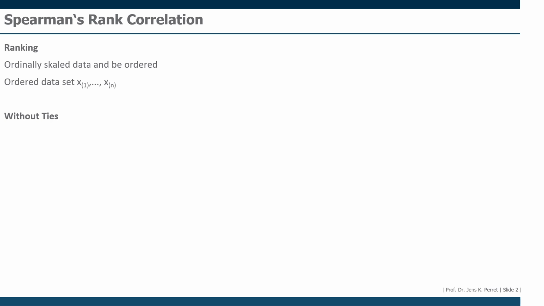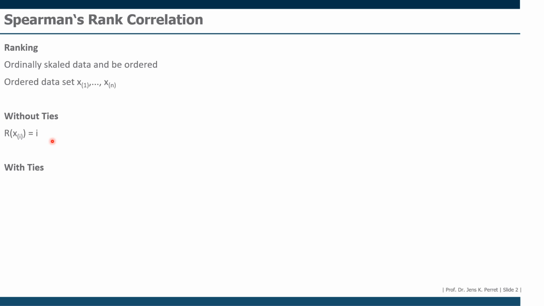Well, let's start with the simple version. We have no ties. Every value is unique in its way. Then we can simply assign the value at position i the rank i. So the value at position 8 is rank 8, position 1 is rank 1, and so forth. So that's relatively easy and straightforward.